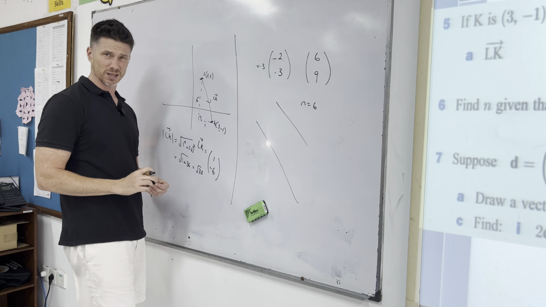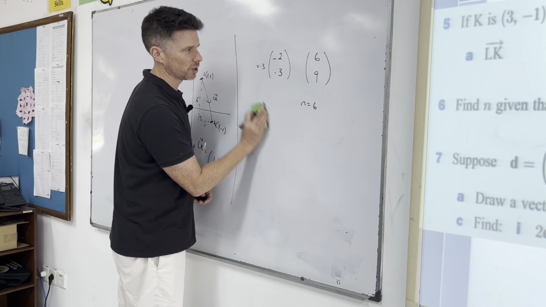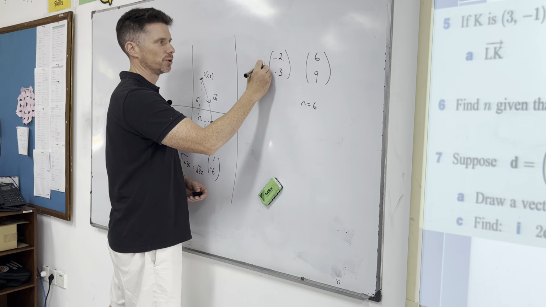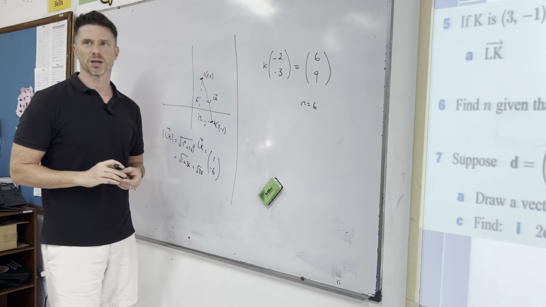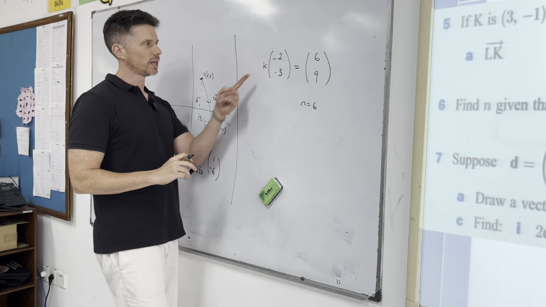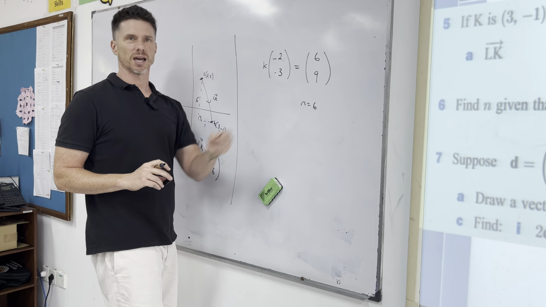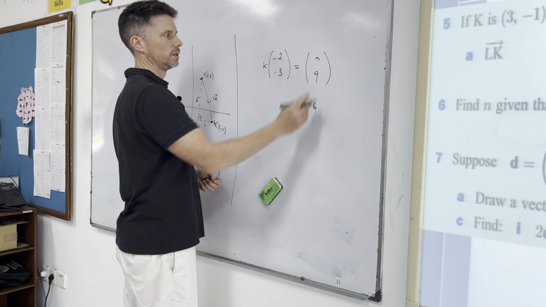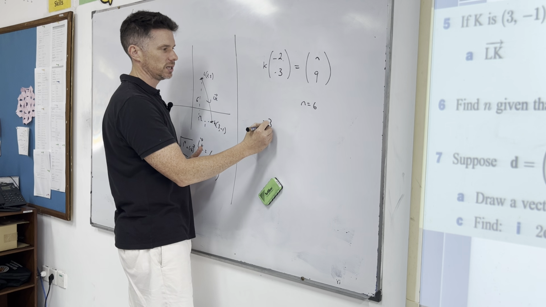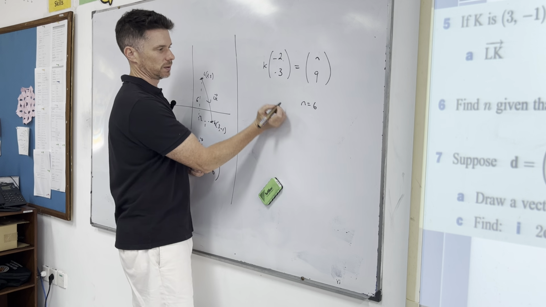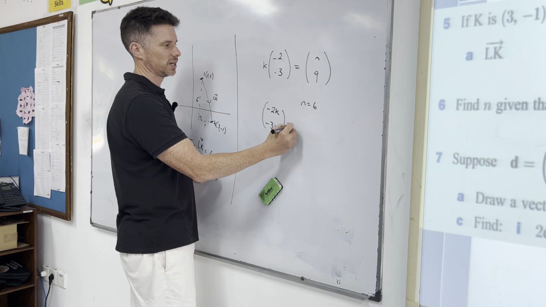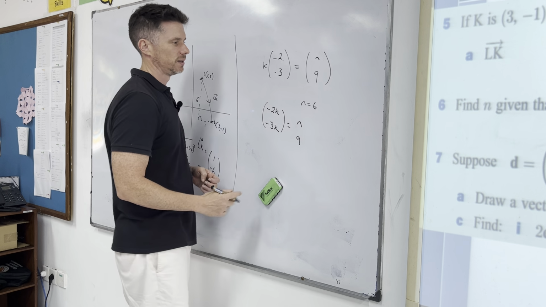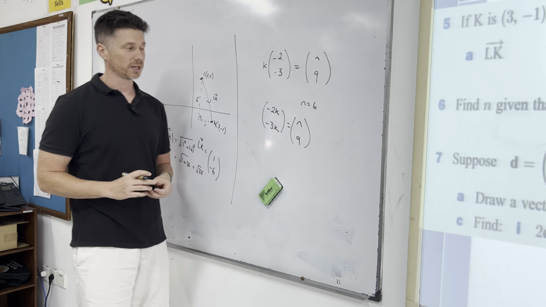Now you can set up an equation if you're not sure what that multiplier is. You can put in some value, k. I know that that equals that is where you'd start. That multiplied by something is the same as that if they're parallel. So you could say minus 2k over minus 3k is equal to n over 9, which is more complicated looking.